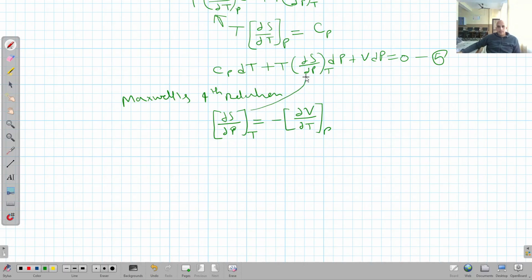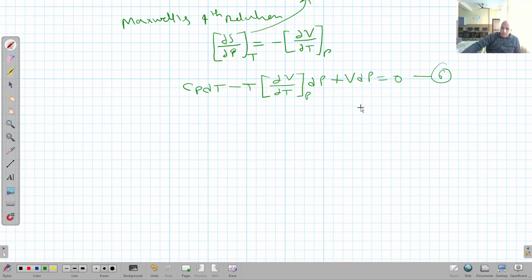So what will I get? When I put it here, I get Cp dT minus T (∂V/∂T) at constant pressure dP plus V dP is equal to 0. Clear? Now this is equation number 6.